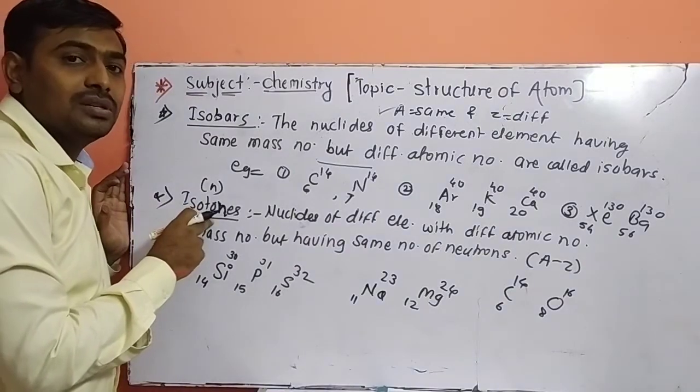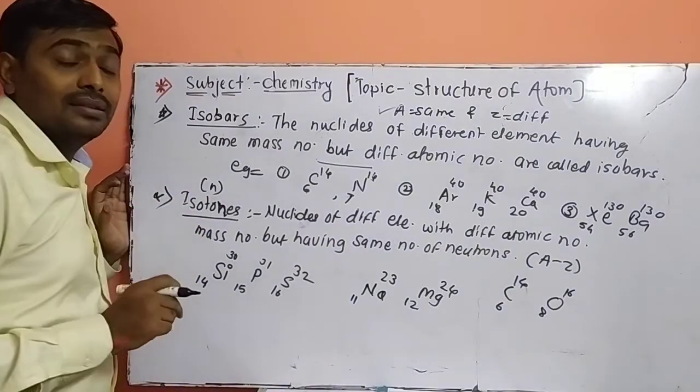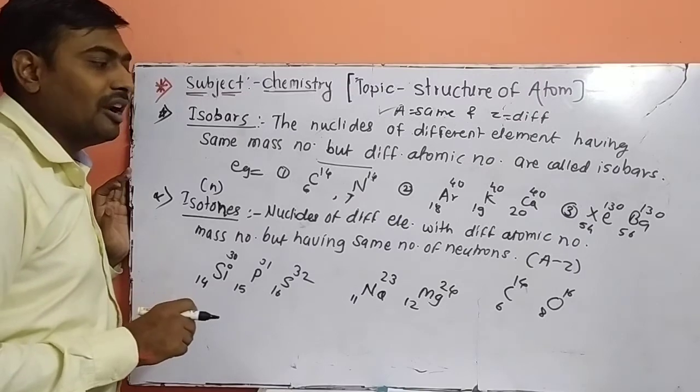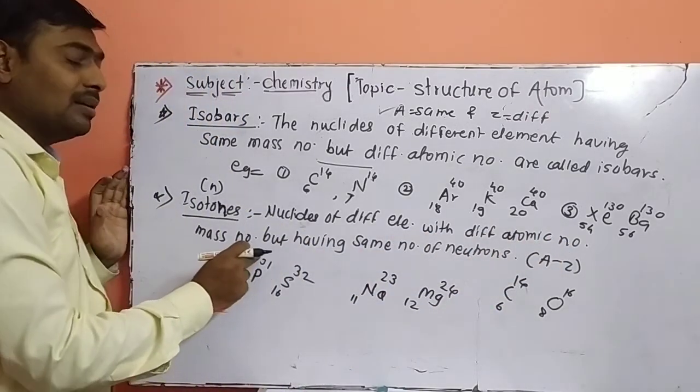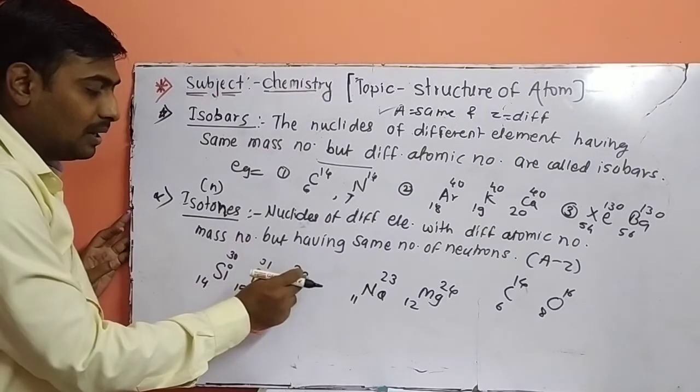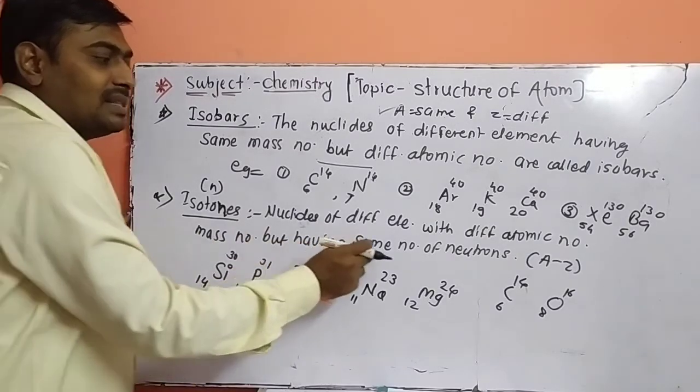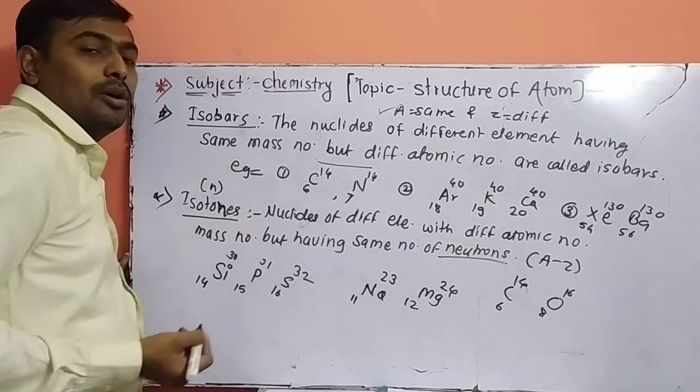Next is isotones, related to the small n, that is the number of neutrons. They are nuclides of different elements with different atomic mass numbers, but having the same number of neutrons.